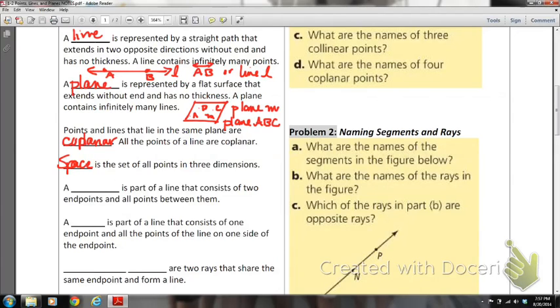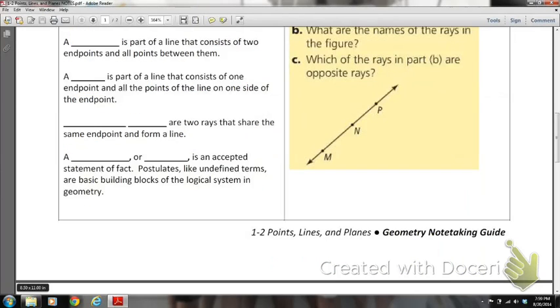Space is the set of points in 3 dimensions. A segment is part of a line that consists of 2 endpoints and all points in between. Let's draw an example of a segment. I'll draw a line, but the part of the line that's just between the endpoints A and B is called segment AB. Note the notation is just a straight line over A and B without the arrows on the end.